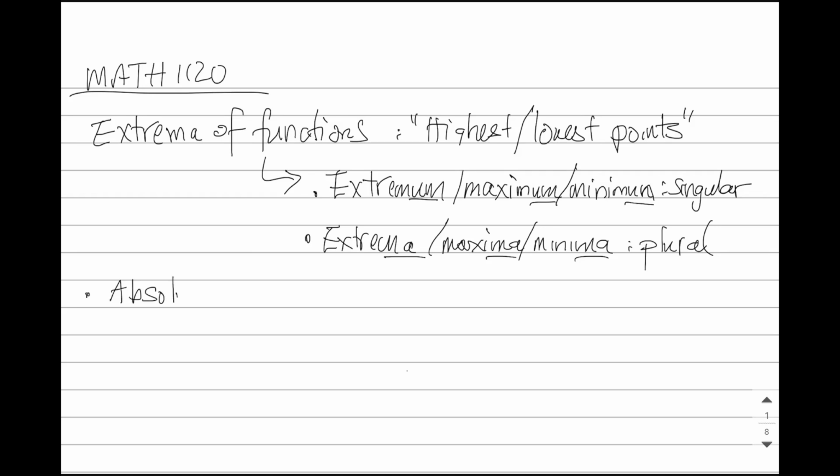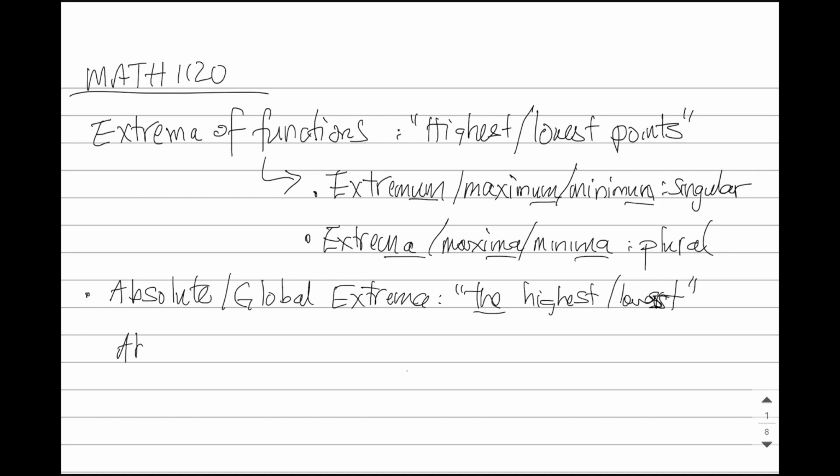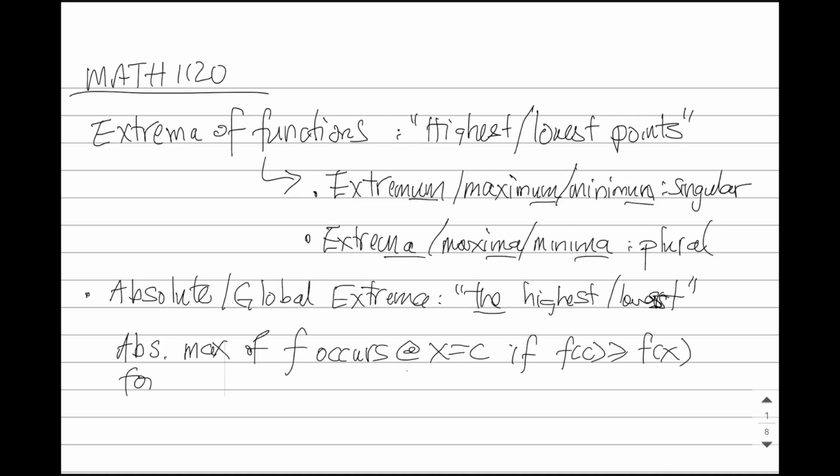First thing that we're going to do is define what are called absolute or global extrema. These are meant to imply the highest or lowest points. I'm going to give a definition of this first. So the absolute maximum of a function f occurs at the point x equals c if the value of the function at that point is greater than or equal to the value of the function at any other point for all x in the domain of the function.